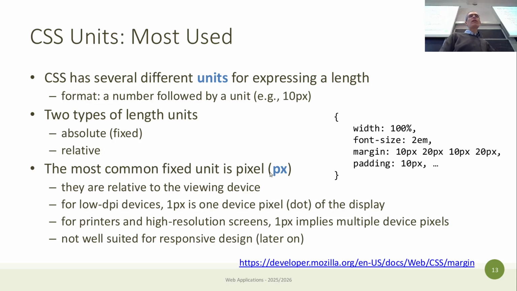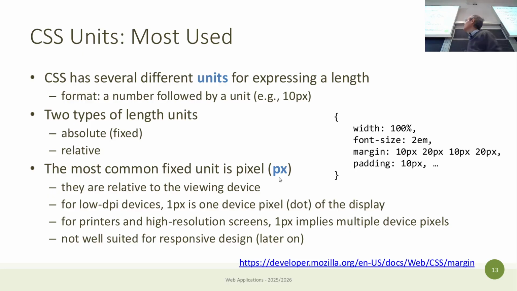I mean, just making one thing red is very easy, okay? But having a consistent style and so on is quite complex. Okay, so just some information about the most important things, like units. You have absolute and relative units. The most common fixed unit is the pixel that we already saw, okay, 12 pixels, the font size.